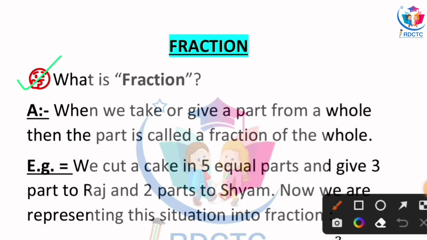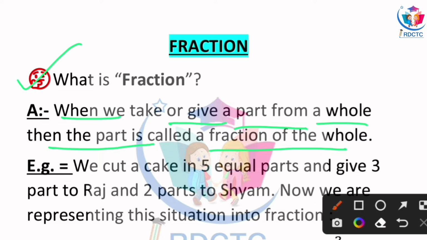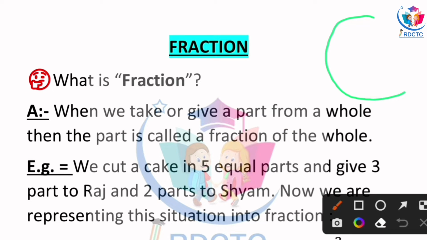What is fraction? When we take or give a part from a whole, then the part is called a fraction of the whole. Suppose here is a cake, a whole cake. Now I am going to cut it into equal 5 parts. Okay, there are 5 parts.